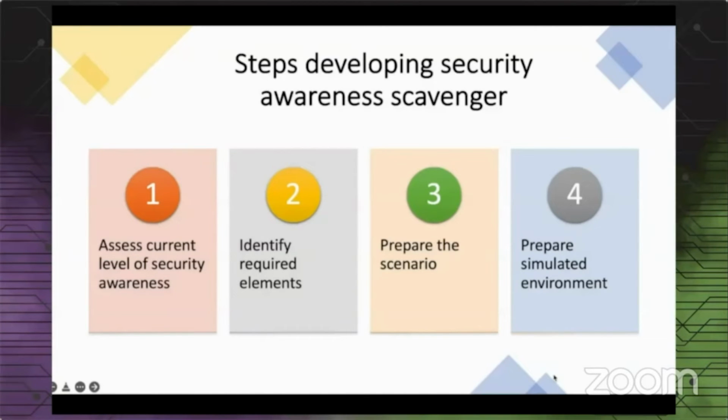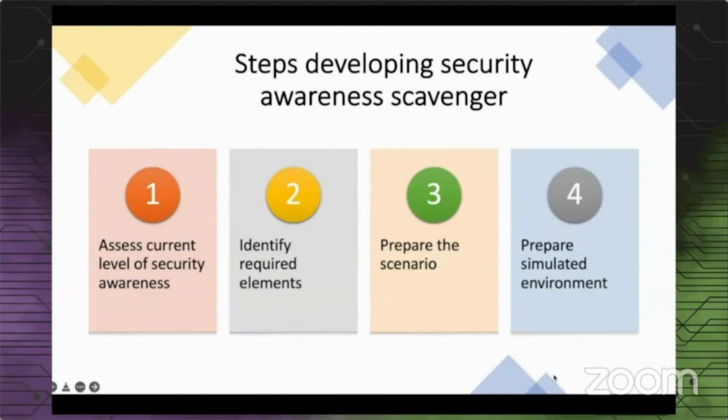And then I need to identify the required elements. What elements do I need? What things do I need to prepare? How exactly will I be building it? Whether it's virtual or physical. If it's virtual, where will I be creating the website? Who will be creating the website? Where will the website be hosted? What are my requirements? All this is stuff I have to list.